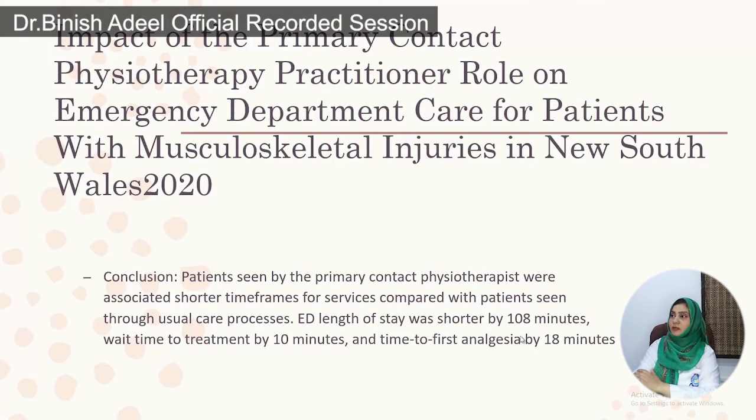Patients seen by the primary contact physiotherapists were associated with shorter time frames for services compared to the patients seen through usual care processes. Emergency department length of stay was shorter by 108 minutes, wait time to treatment time by 10 minutes, and time to first analgesia by 18 minutes. So you can see this cut down time is very important for a person who is suffering in acute pain. The primary concern of this whole role and model is to give the patient immediate response, immediate care, just to improve patient satisfaction.